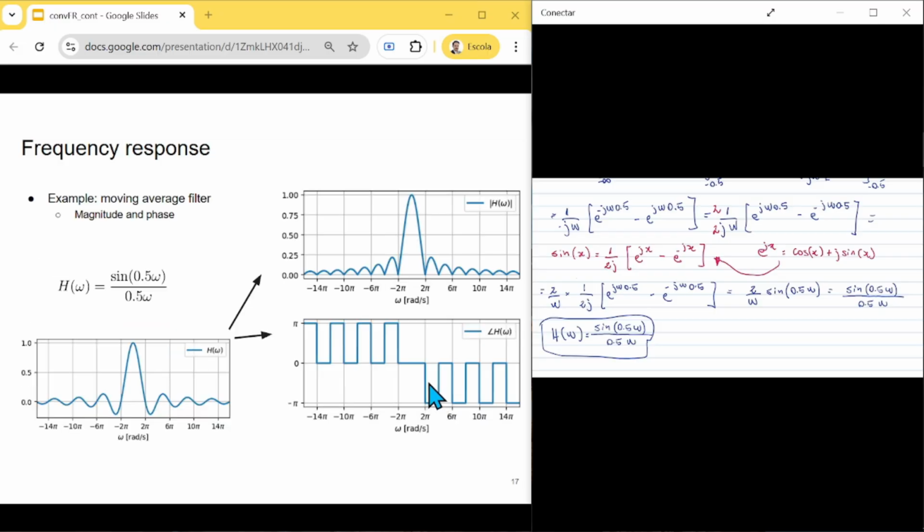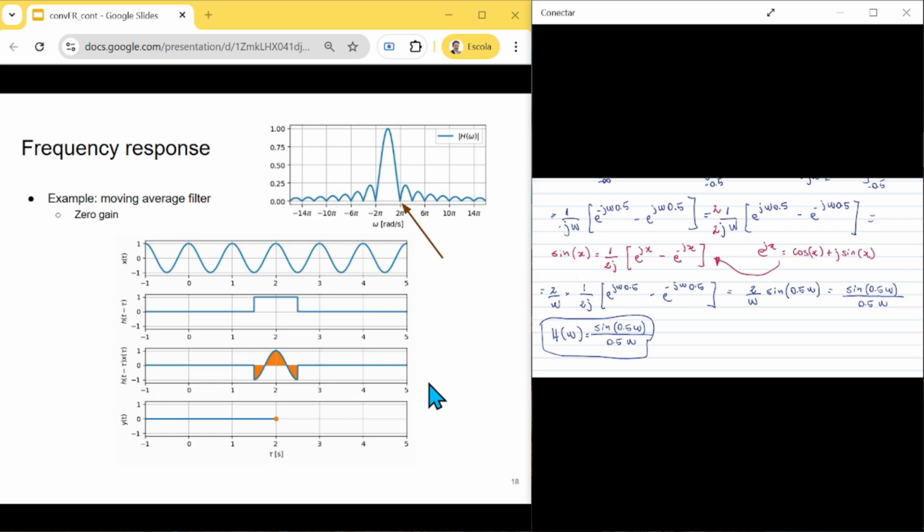And here we can see why in this graph. When I have, for instance, here a cosine of 2 pi, my average filter is always integrating half a period. No, sorry. It's always integrating a full period of the input signal. And if I integrate a full period, I always get 0. This will happen for frequency 2 pi, 4 pi, 6 pi, and so on.